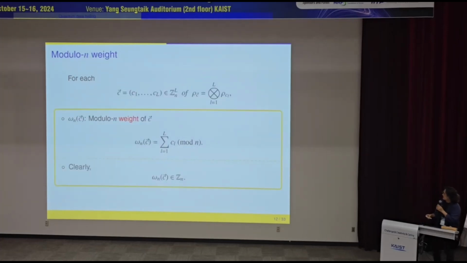And we also define another quantity, which is called the modulo n weight of the index vector c, which is just the summation of all the entries in this vector in mod n addition. Okay? So it's clearly again in this Z_n. This is one of the integers from 0 to n minus 1.